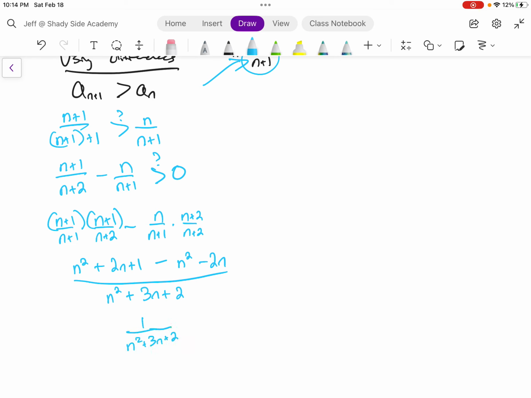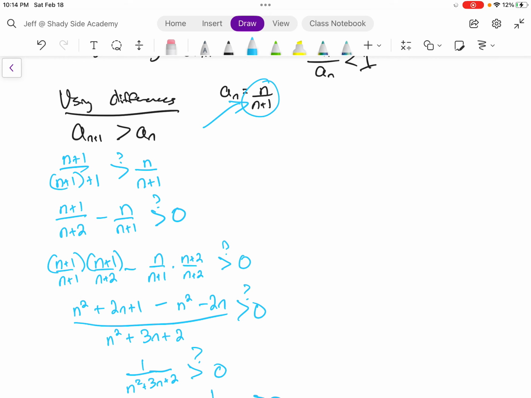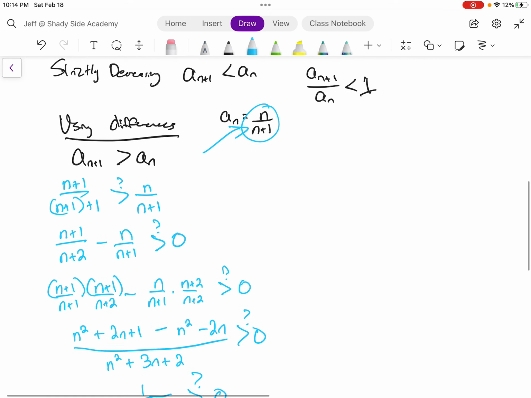And since in our sequence, n is always positive, right? Really, sorry, we should have had these guys. Right? Since n is always positive, this thing has to always be positive, right? Because we have a positive 1 over a positive number, which is greater than 0, right? So by the difference test, we can say, oh, look, the n plus first term is always bigger than the nth term, which is kind of obvious.